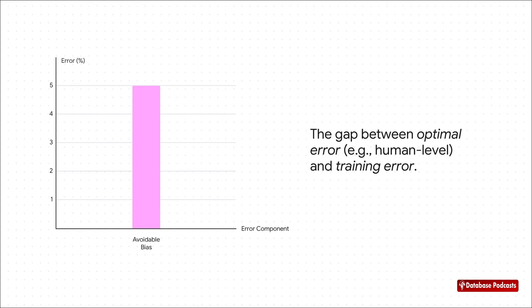So here's how you build it. Step 1, we quantify the bias. Let's say the best possible error anyone could get, like human-level performance, is 1%. If our model's training error is 6%, then that gap between them, that 5%, is what we call avoidable bias. This bar right here shows us how much our model is struggling just to learn the basics. A big bar here means you've definitely got a bias problem.